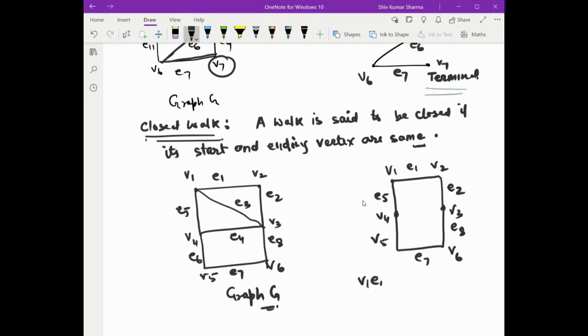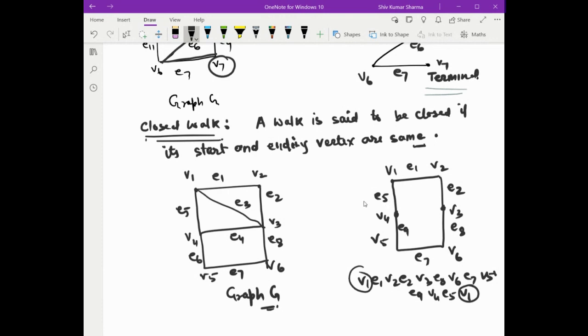The sequence is V1 E1, V2 E2, V3 E8, V6 E7, and V5 E4. This is V5, E7, E8. Here you give the name E9, V5, E9, V4, E5, and V1. So here initial and ending: the initial and terminal vertex of the graph are same.